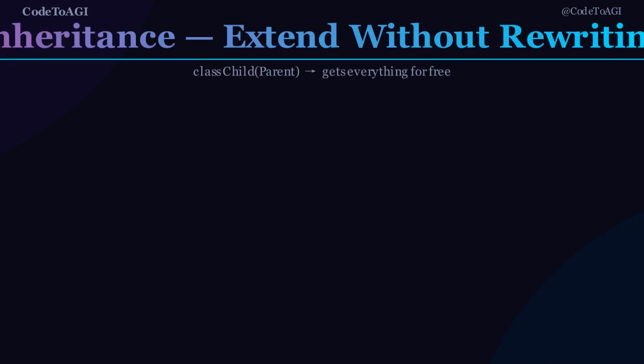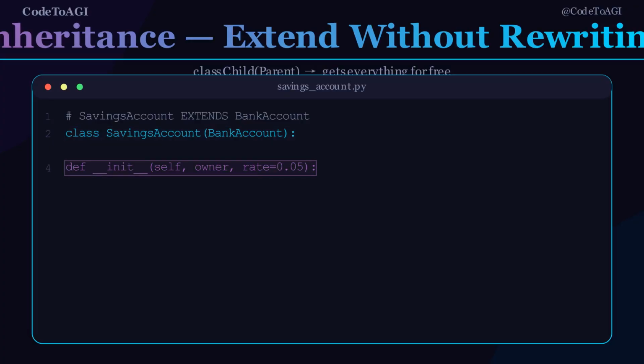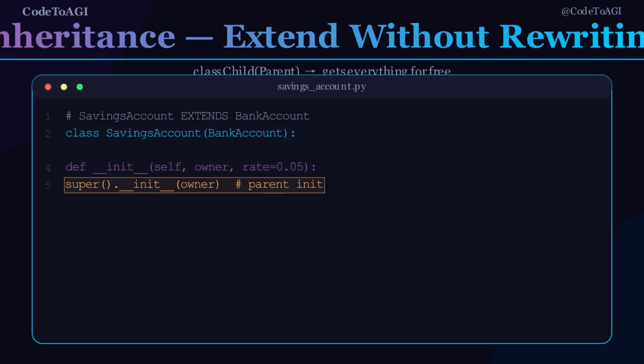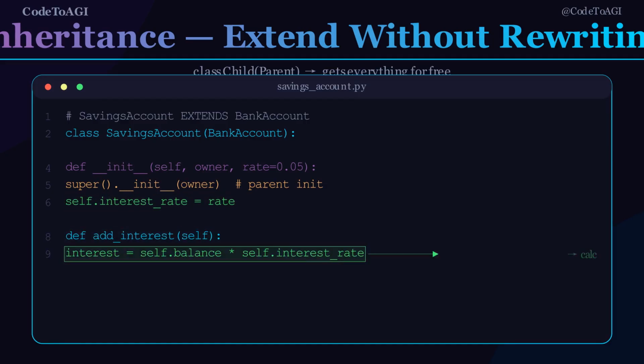Inheritance lets one class extend another. Class SavingsAccount inherits from BankAccount. Everything BankAccount can do, SavingsAccount can do too. Plus we add new behavior on top. SavingsAccount has an interest rate. Method add_interest calculates and deposits interest automatically. Balance times interest rate, added to the account each month.